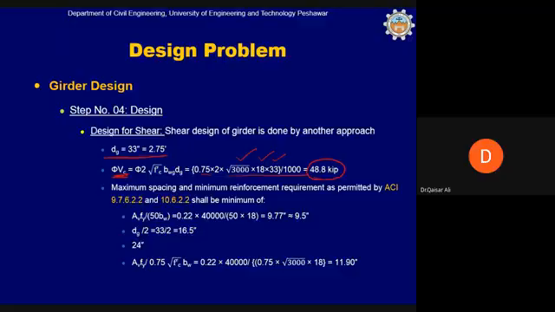Now, according to the maximum spacing criteria of the ACI code, these are 4 equations that we have been using in our examples. From these equations, s comes out to be 9.5 inch, then d by 2 is 24 inch, 11.9 inch, and this 9.5 inch is the maximum spacing according to the ACI code. So next we will calculate phi Vs given to us by this 9.5 inch spacing.